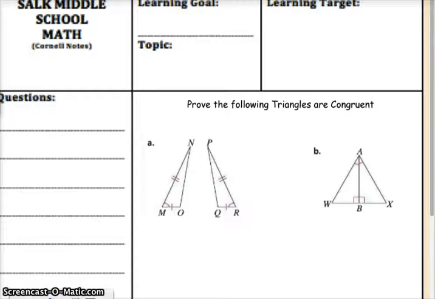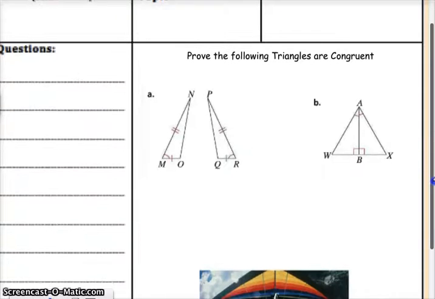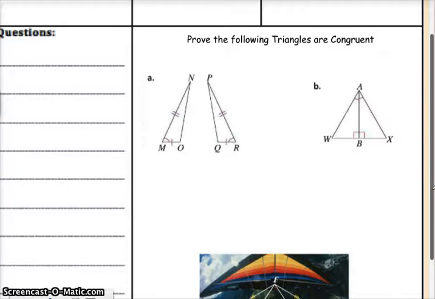I like to write them down when I do my homework. When I do my proofs, I like to write down, okay, I'm either going to use side, side, side, side angle side, or angle side angle. That's what I'm looking for. Which one of these is going to be it? You can't just say, hey, triangle NMO is congruent to triangle PRQ. You can't just tell me that. You have to, in this lesson, prove it.